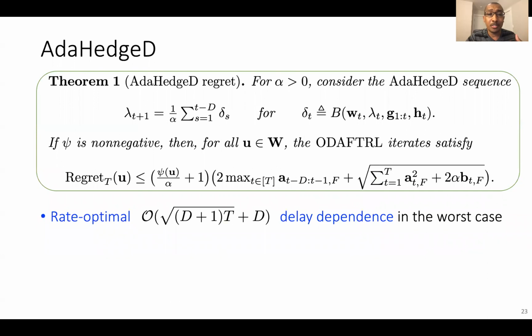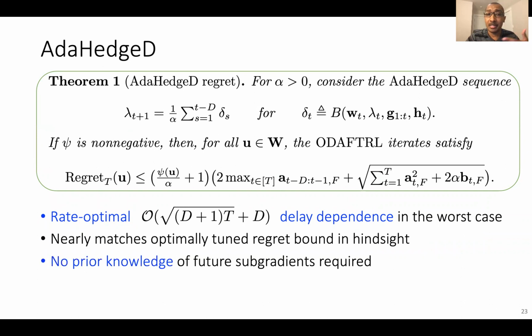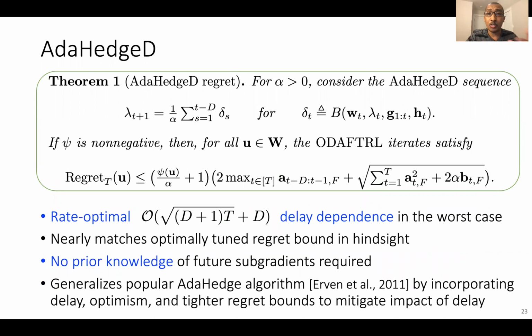What are the big takeaways? Well, first, we again get this rate optimal delay dependence, the square root of dt delay dependence in the worst case. So that's great. The regret that we get on top of that nearly matches the optimally tuned regret bound in hindsight, even though we're setting these lambda parameters adaptively. Importantly, the setting of lambda doesn't require any prior knowledge of future subgradients, so we're not going to use any of these loose upper bounds on future gradients. And you can also view this as a generalization of the popular AdaHedge algorithm, but it differs in several important ways: it incorporates delay and optimism, and it uses tighter regret bounds that we use to mitigate the impact of delay.